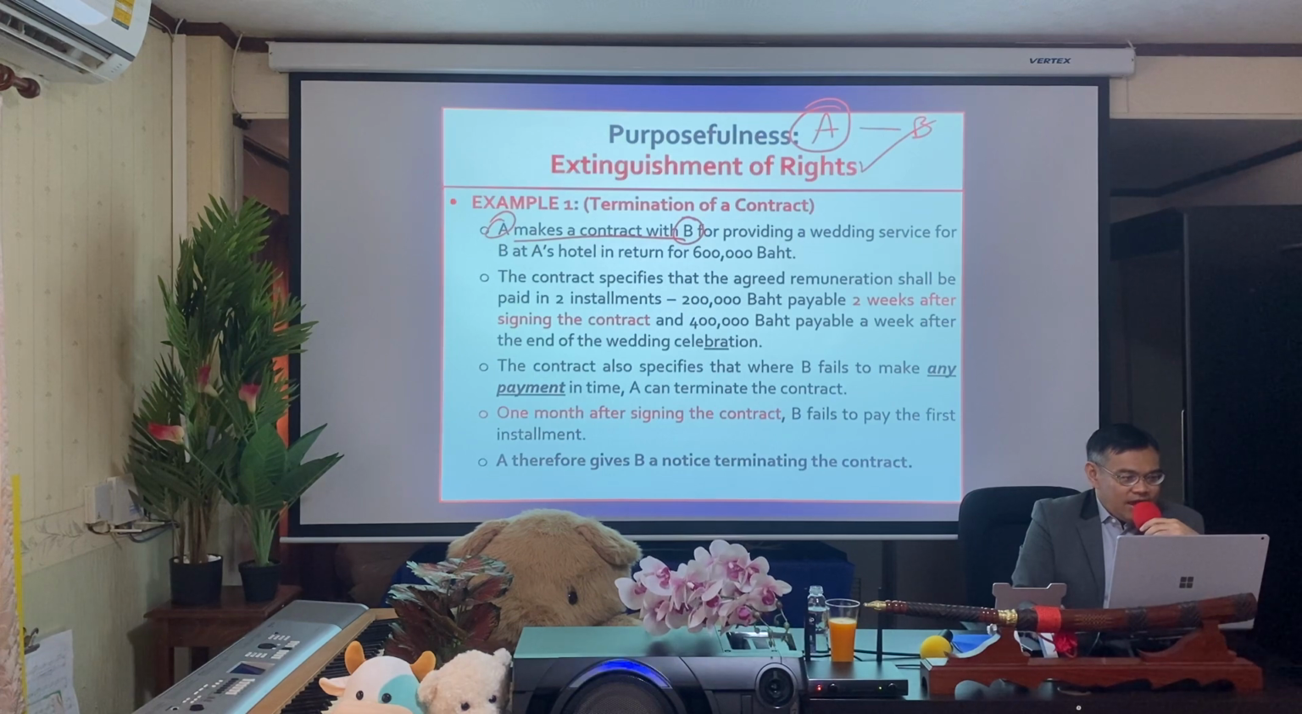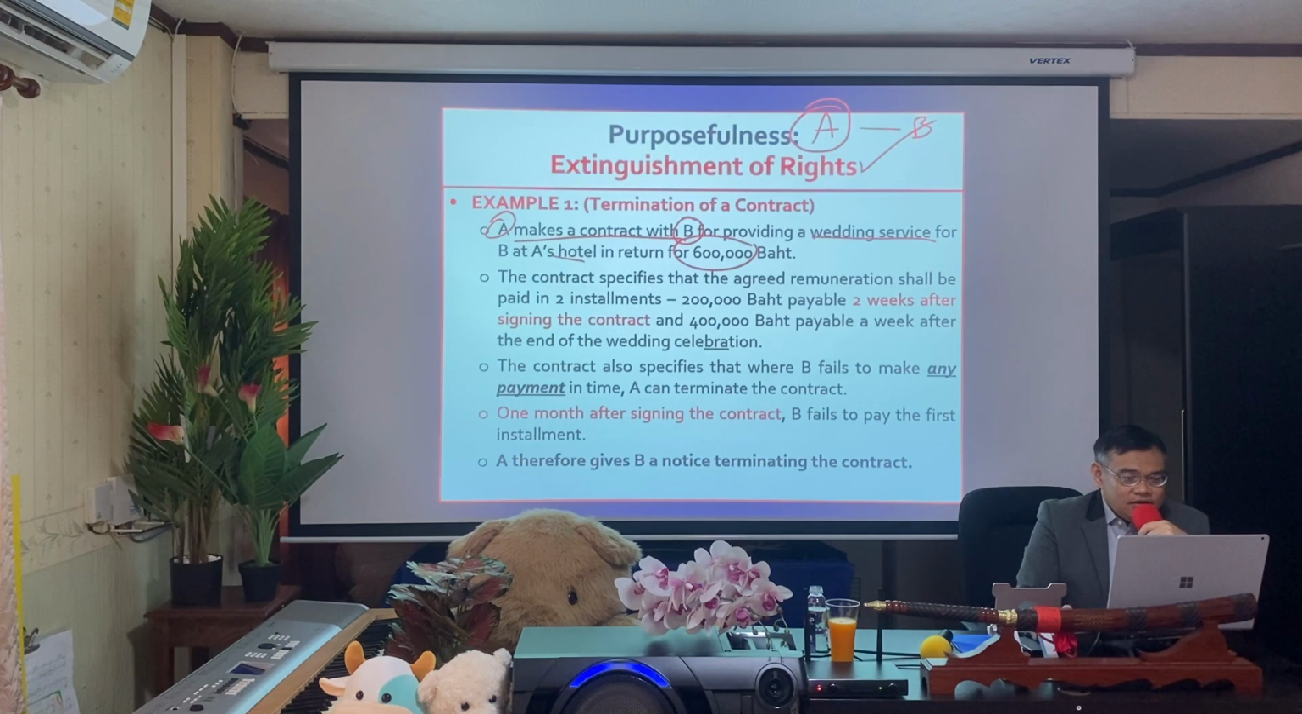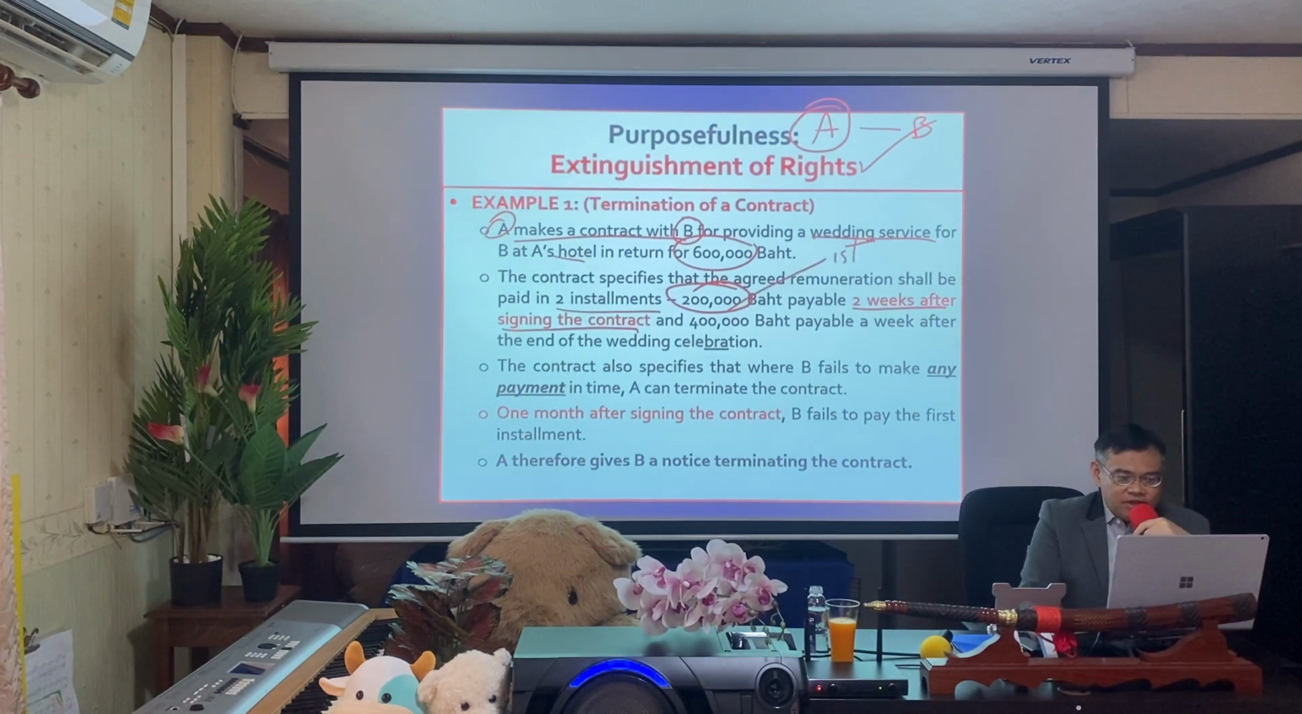Let's suppose that A is a hotel. B engages A to provide a wedding service for B at the remuneration of 600,000 baht. And the contract specifies that the remuneration would have to be paid in 2 installments. B would have to pay the first installment in the amount of 200,000 baht 2 weeks after the signing of the contract. This is the first installment, okay?